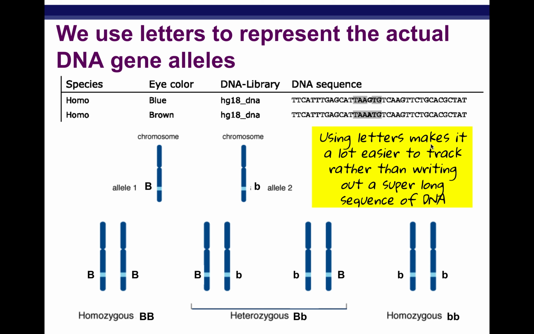Now, a big thing to understand is we use letters because it makes it way easier to track our predictions rather than writing out a super long DNA sequence. So when we're talking about, for example, eye color, at least in humans, an allele for eye color is blue or brown on this location of the chromosome, okay? But the actual DNA sequence, this is the real DNA sequence. And the actual difference between the brown color versus blue eye color is very little. It's basically one nucleotide different.